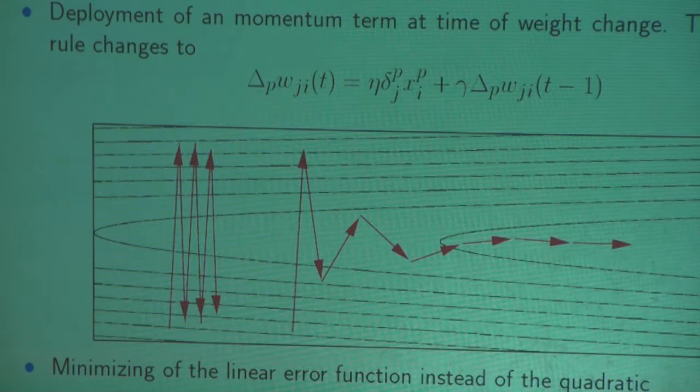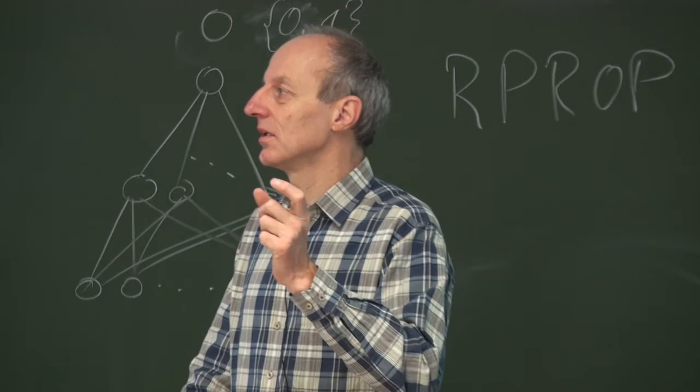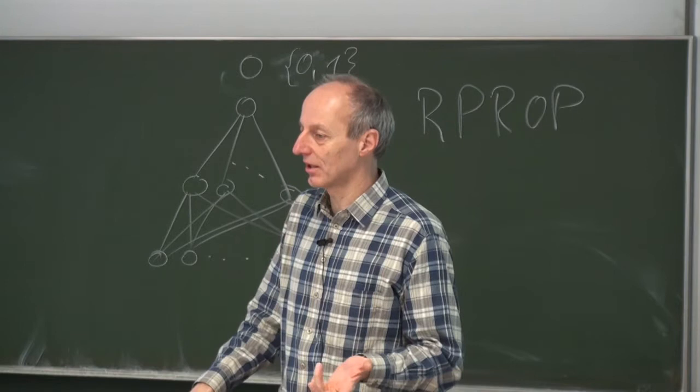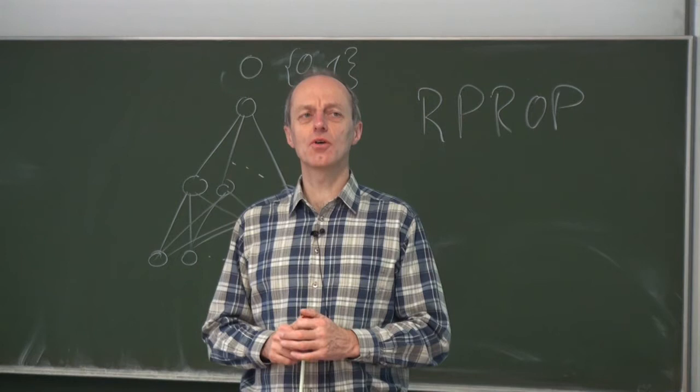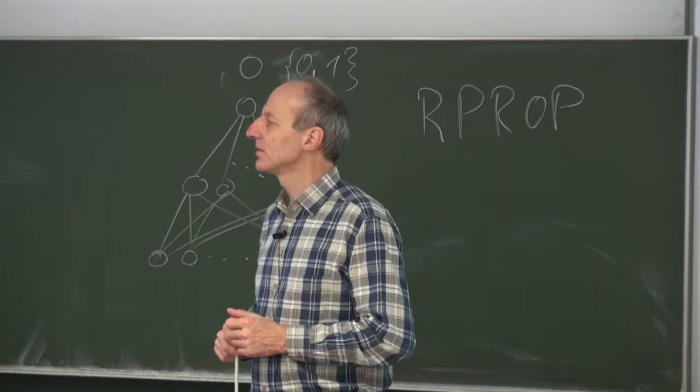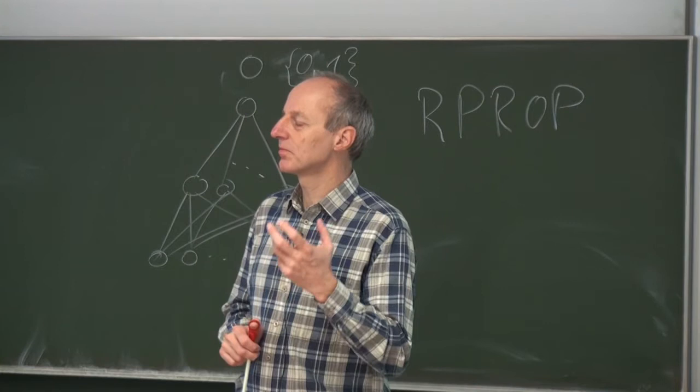And then people tried to use different error functions. What we used here was the sum of all the squared errors. But why do we need to use the squared errors? People then tried to use just the absolute values of the differences, so not the squared errors, but just the linear error. And this turned out to be quite a good idea, not only with backpropagation. Nowadays, these approaches are called learning algorithms based on the so-called L1 norm.